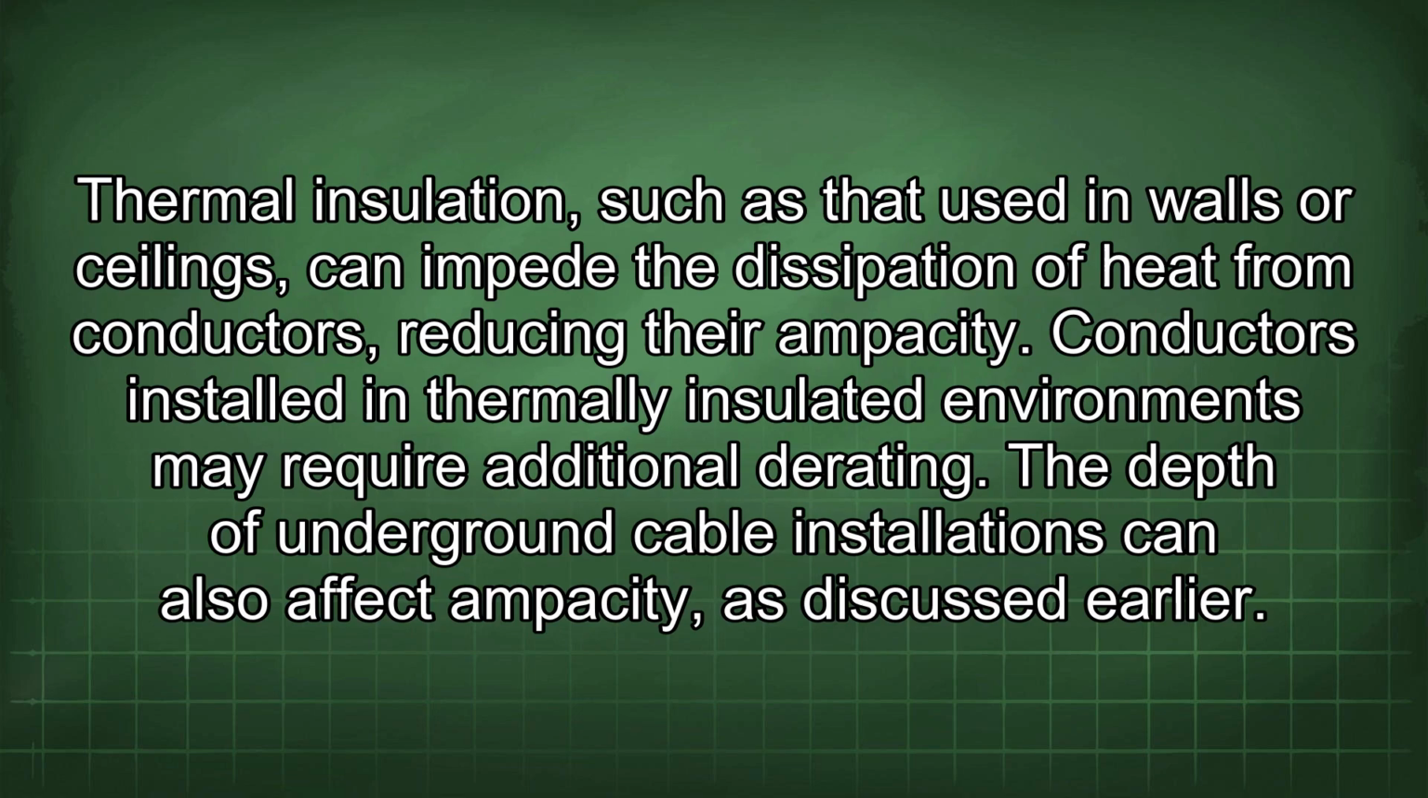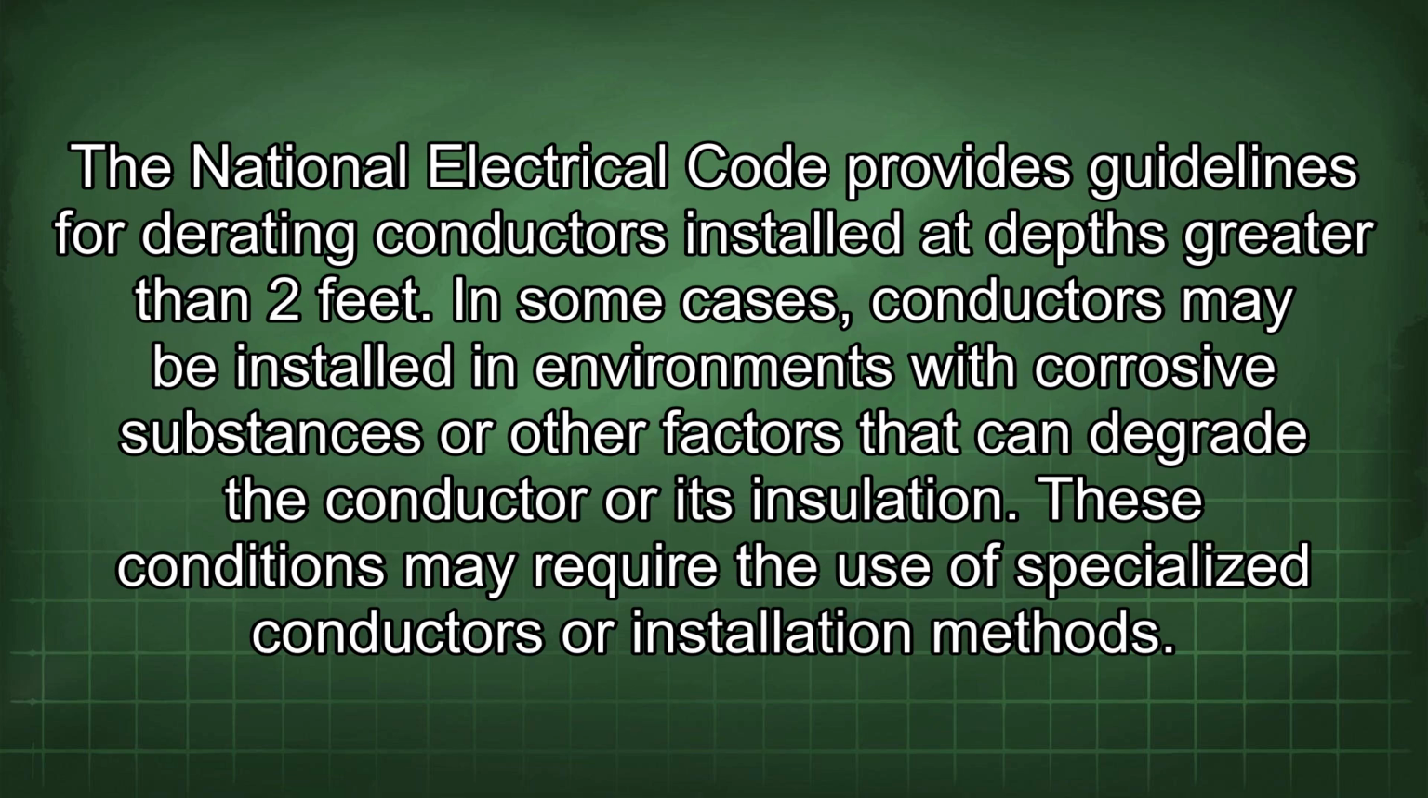Thermal insulation, such as that used in walls or ceilings, can impede the dissipation of heat from conductors, reducing their ampacity. Conductors installed in thermally insulated environments may require additional derating. The depth of underground cable installations can also affect ampacity, as discussed earlier. The National Electrical Code provides guidelines for derating conductors installed at depths greater than 2 feet.